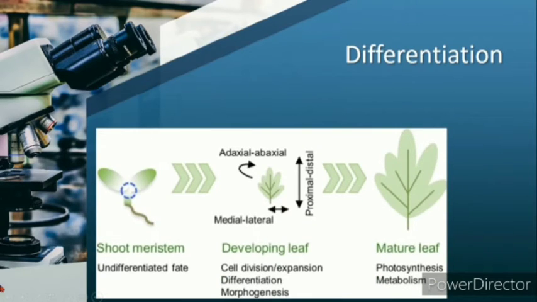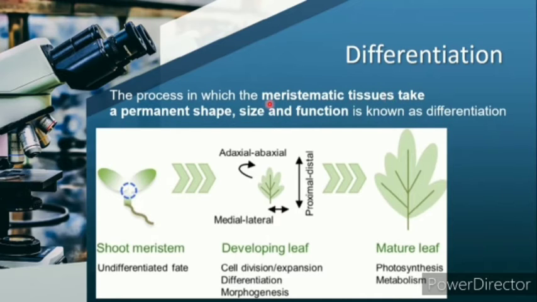Look at this example over here now. So here is a shoot meristem. Here are some meristematic tissues. These meristematic tissues will get developed and converted to a permanent tissue, that is the leaf. So here you can see a development where the undifferentiated cell is getting converted into a differentiated cell. When the meristematic tissue is getting converted to the permanent tissue, the process is called differentiation.